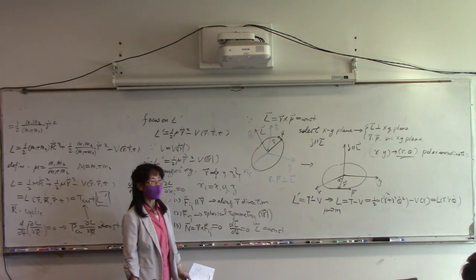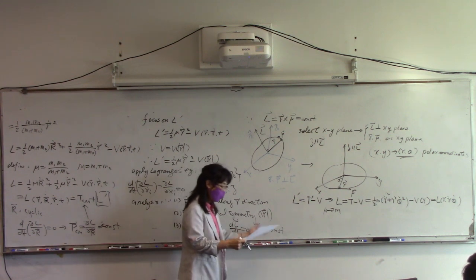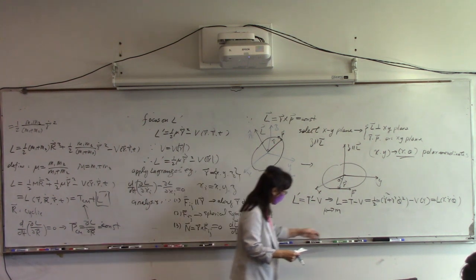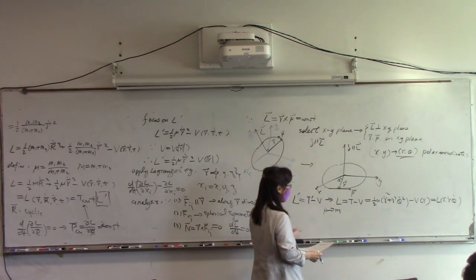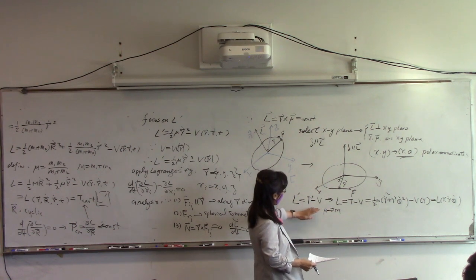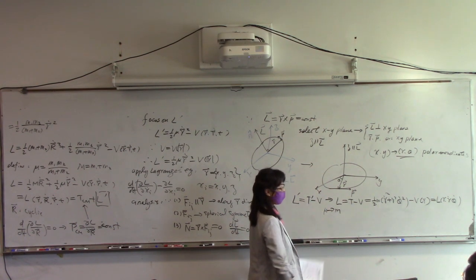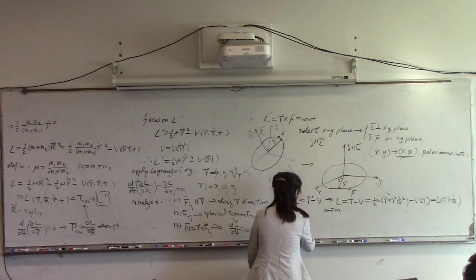What is something new that comes from here? As we said before, we need to find whether, in this Lagrangian, there are any cyclic coordinates. See that, right?